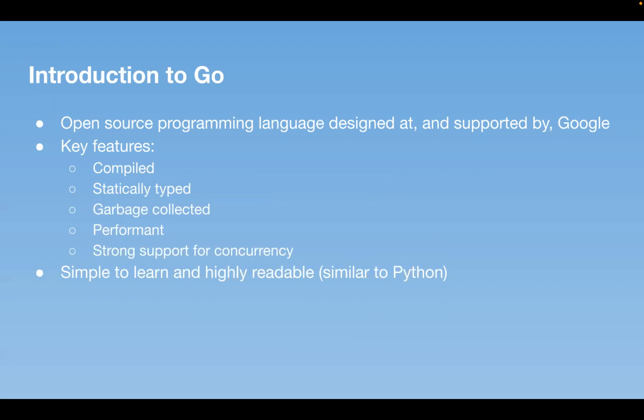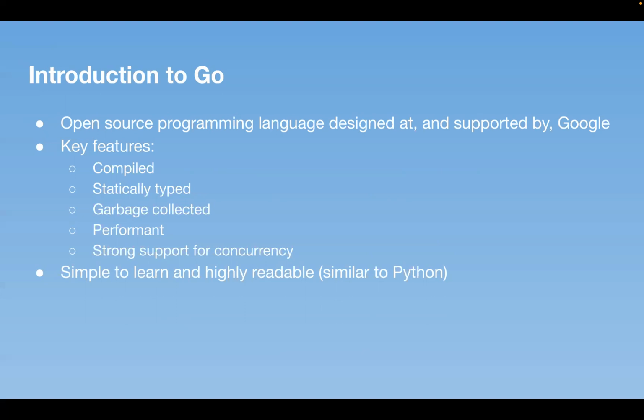So some key features of Go are it's a compiled language and also statically typed, so similar to a more low-level language like C++, but it's garbage collected, similar to a high-level language like Python, and gives you that memory safety that you don't get with, again, a language like C++. We have to manage memory manually. It's highly performant, so again, a good balance between the lower level and higher level languages.